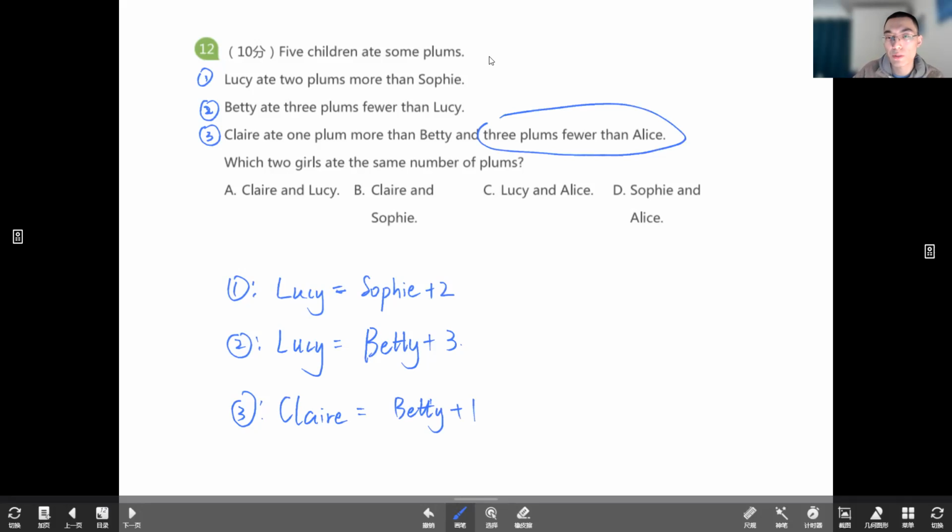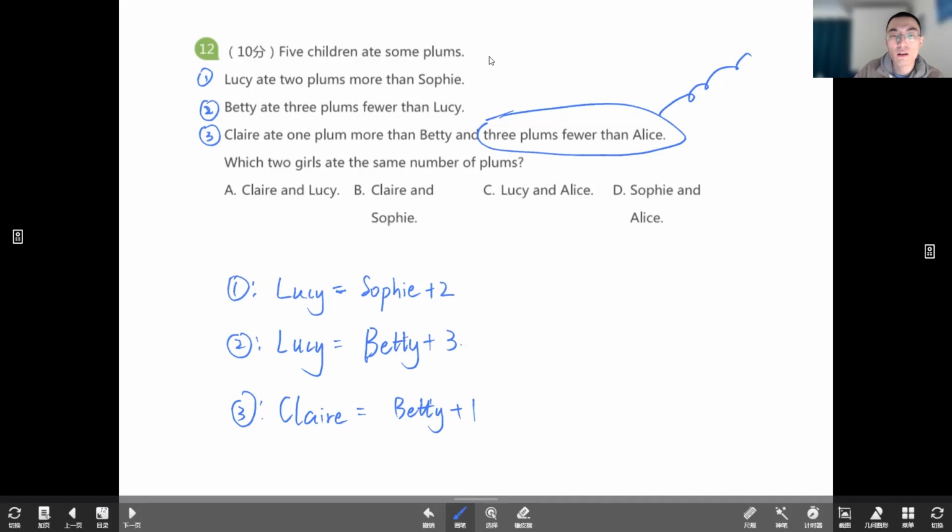Now I know that the third sentence also said Claire ate 3 plums fewer than Alice. But do we care about Alice? Alice is useless information. It's not going to help us get anywhere. So no, we don't need to care about this sentence. And then there is hidden information in this question that needs you to observe expression 1 and expression 2 carefully. It tells you the relationship between the number of plums eaten by Sophie and Betty.